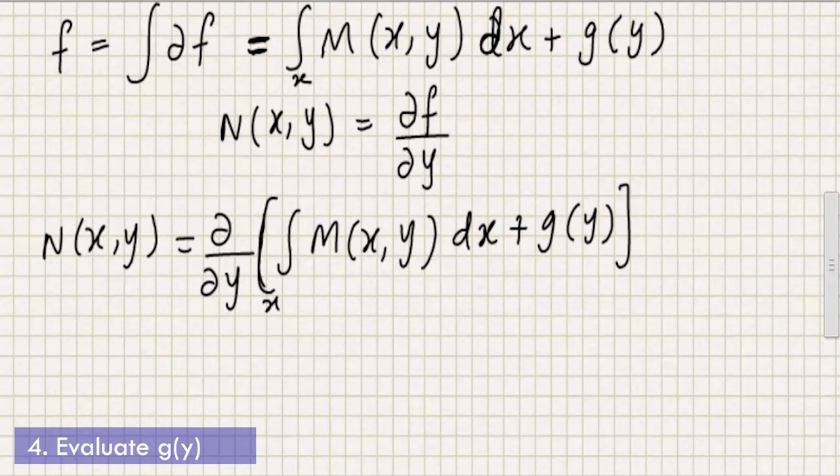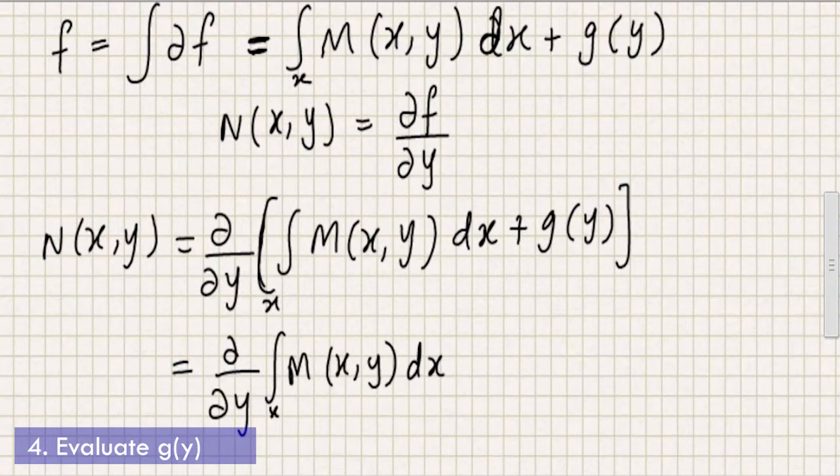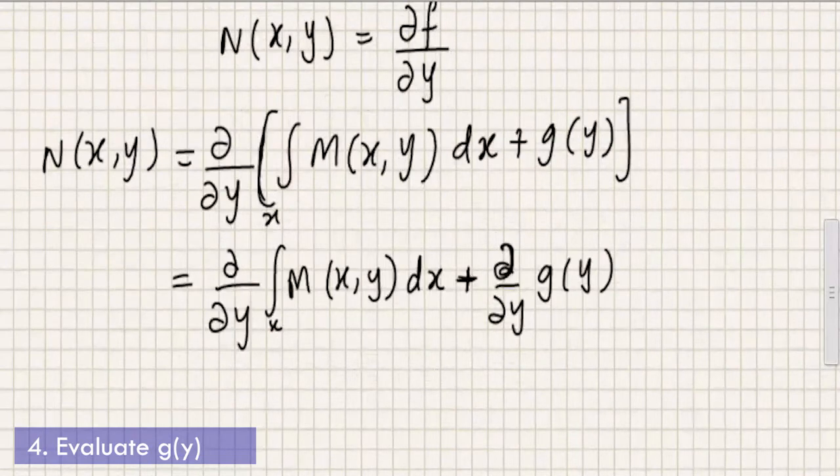And when you expand this, you get partial over partial y of the integral of M of x comma y dx plus partial over partial y of g of y. And of course, needless to say, since this function g of y is a pure function of y, the partial differentiation will actually be just the derivative with respect to y. When you go through all of this, you will find the value of g of y. So let's do another step.